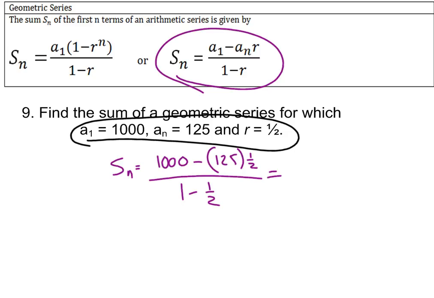So 125 times 0.5. All right, 1,000 minus that. So that's 937.5 divided by 0.5. So the total sum of that, all multiplied together, is going to be 1875.